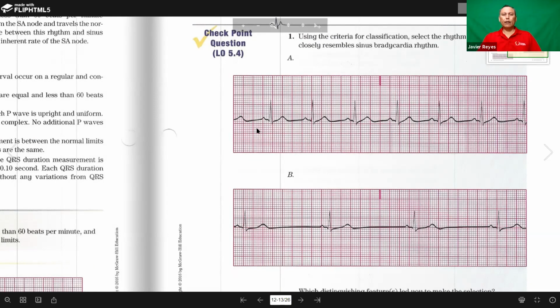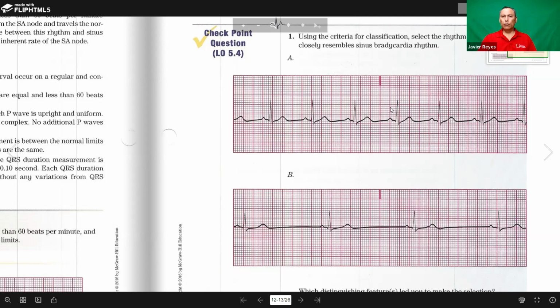Is there anything wrong with letter A? Quickly, look at the criteria. Is the rhythm regular? Remember, measure the R's. Is a P wave present? Yes. And then you calculate the rate. When you calculate the rate, make sure that all the waves are complete: P, QRS, and T. If there's one missing, you don't count that one. Like on this last one, see how it's incomplete? You don't count that one.